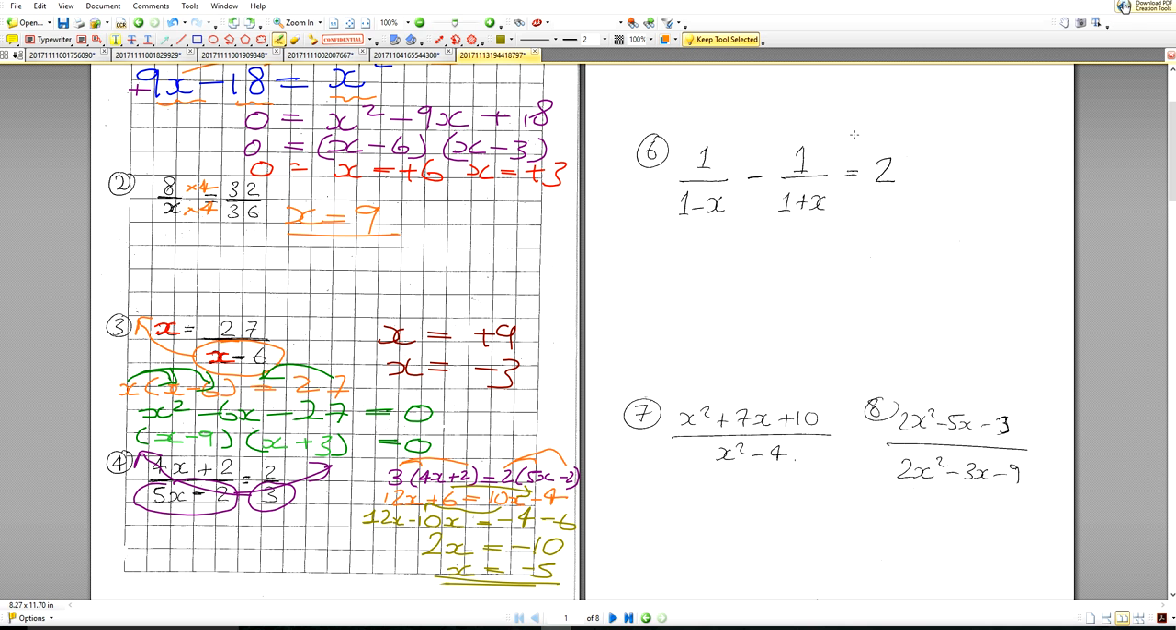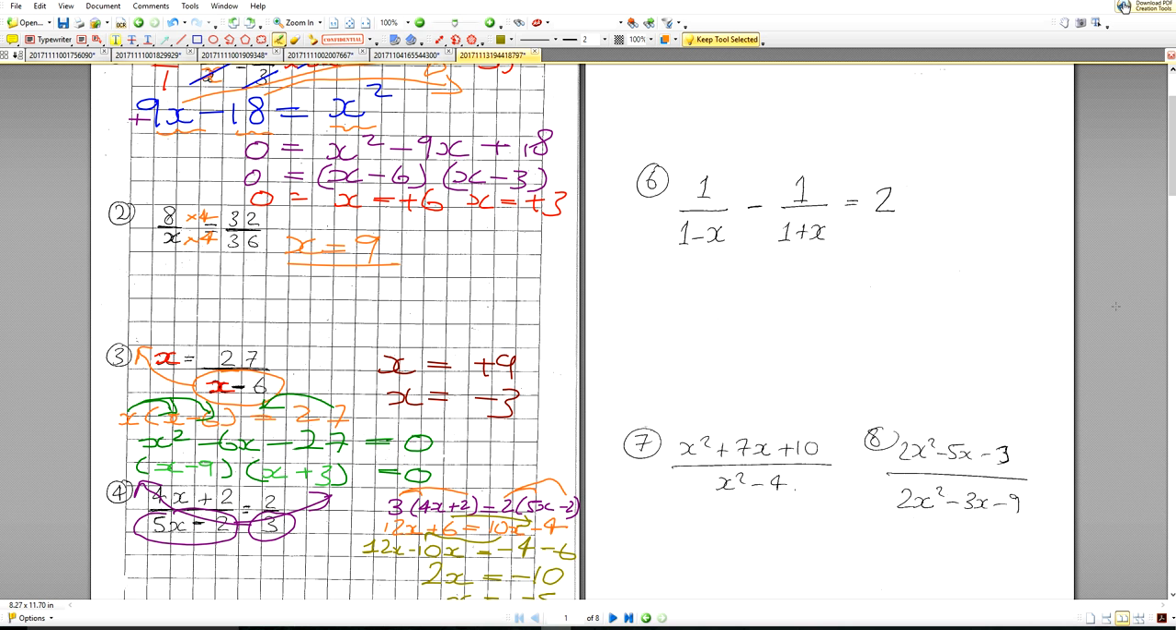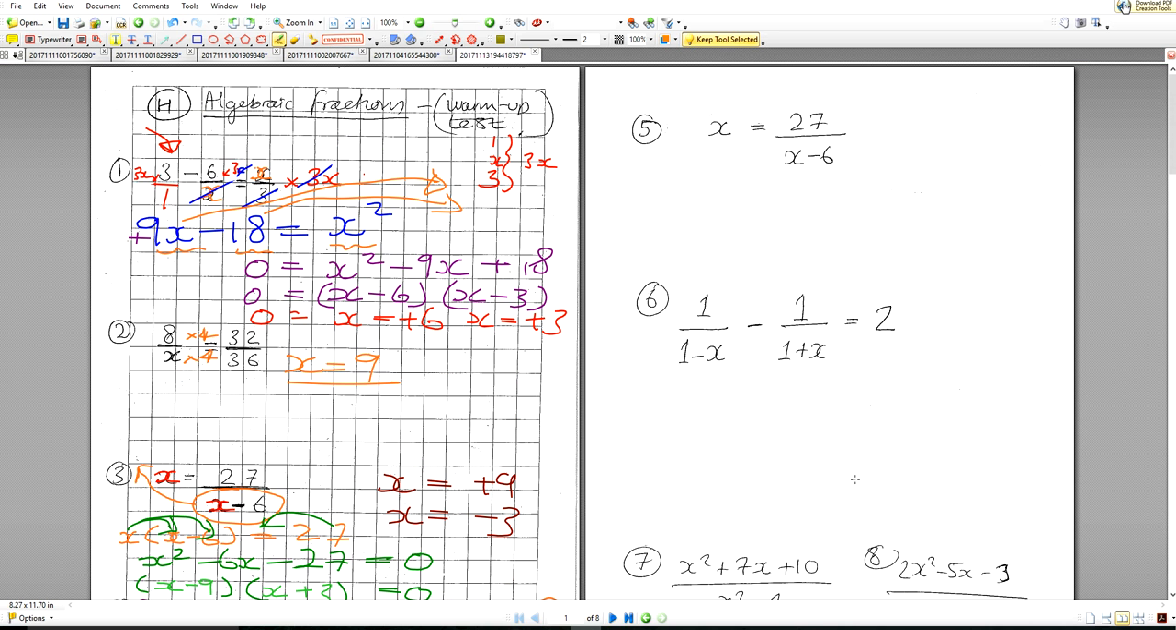We've got just a few more questions left before we finish this small work test. Okay, question number 5. We have x equals 27 over x minus 6. I think that's identical to question number 3, so we can ignore that question. That's just a repeat question. That one's done nice and quickly.